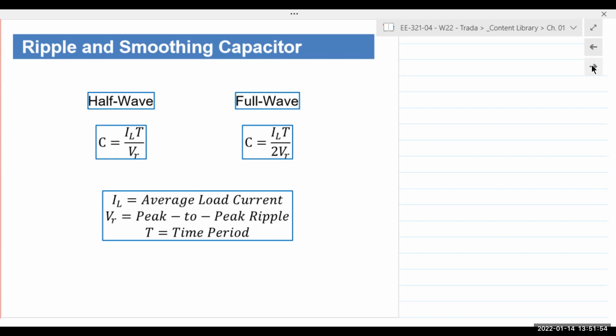Now you have to remember, in a half wave rectifier, you only have one half cycle. In a full wave rectifier, you have two full rectified cycles. And so for a full wave rectifier, it's IL over 2 VR times the time period T. Depending on what kind of ripple we want, how much tolerance we have, and how much load current we want, these are just two of the variables that we can take into account while we're designing a circuit like this. Okay.